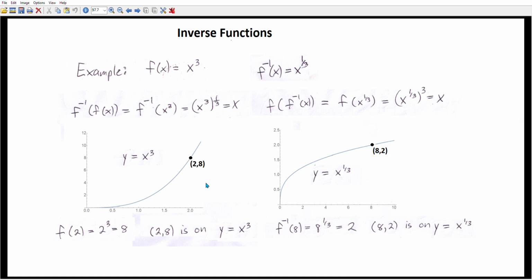Now notice what's happened. The graph of the original function has 2, 8 on it. The graph of the inverse has 8, 2. X and y have switched. And you can, as a result of that, if you know f, draw the graph of f inverse by just taking the point x, y and switching it to y, x.